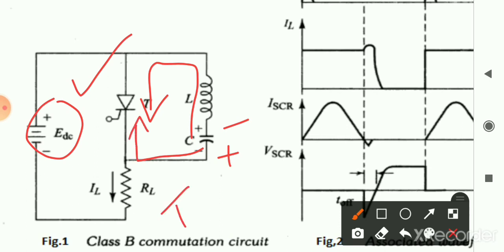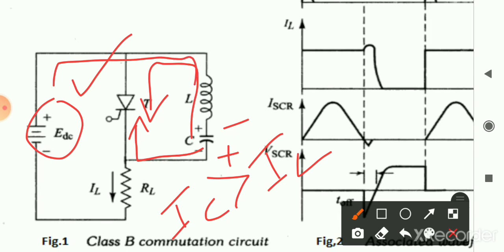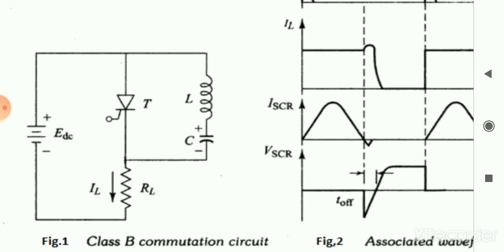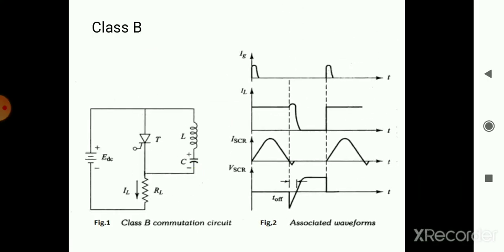When this IC becomes greater than IL, the SCR will turn off. So when the SCR turns off, again the same current will flow through the L and C, and they will start to charge again and discharge. The same process continues. So this is about class B type of commutation.